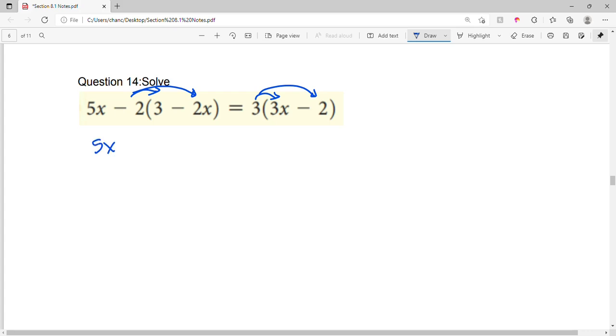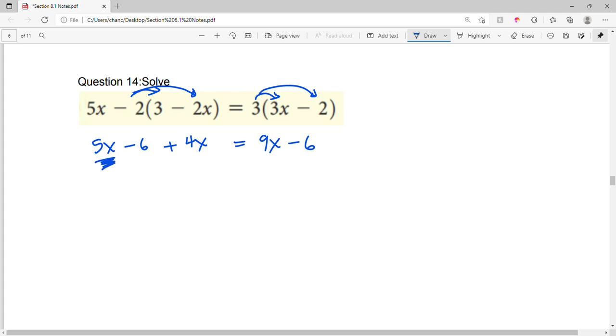So I have 5x. Negative 2 times 3 is negative 6. Negative 2 times negative 2x is a plus 4x. And that's equal to, we'll distribute with 3. I have 9x. And 3 times negative 2 gives me negative 6. Then we can collect like terms.